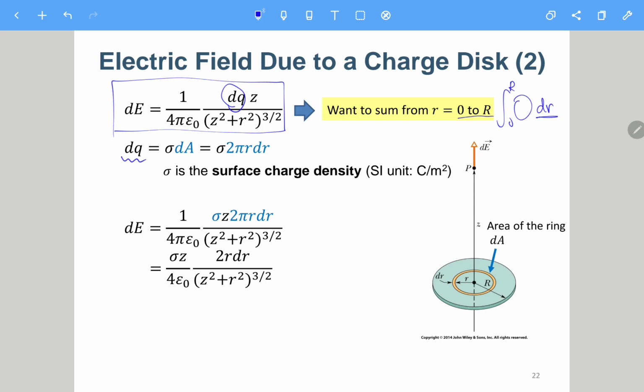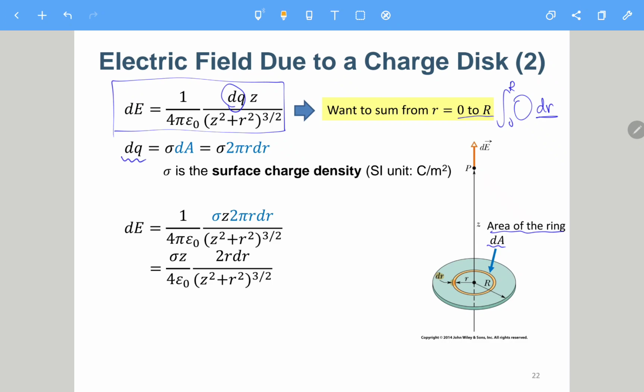can have a relationship with dA. dA is the area of the ring. Although for the previous derivation we considered the ring to be very thin, here we'll consider the ring with small thickness to be dr. dr will be the thickness of the ring.